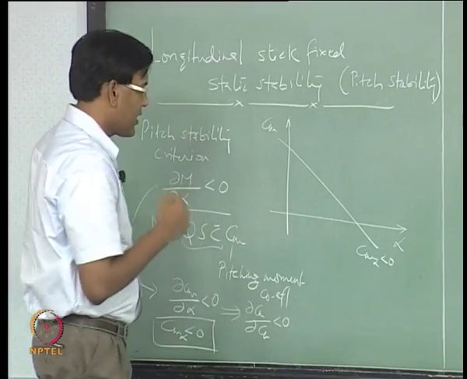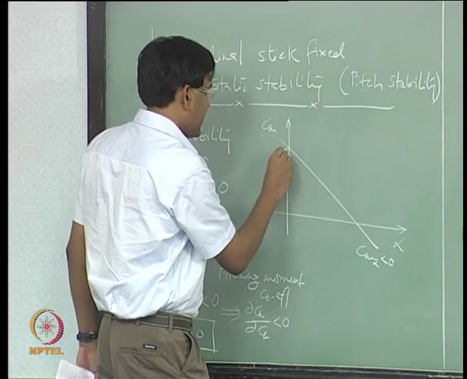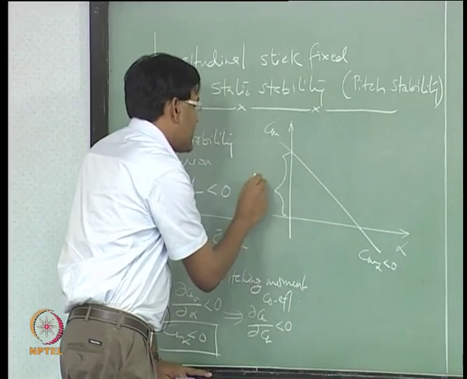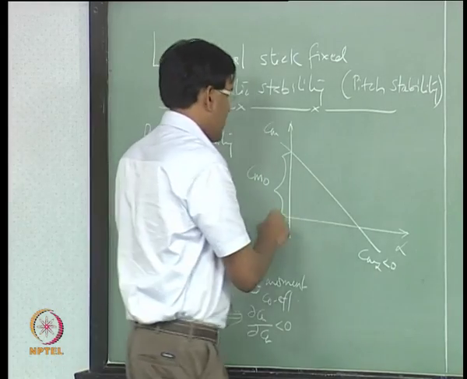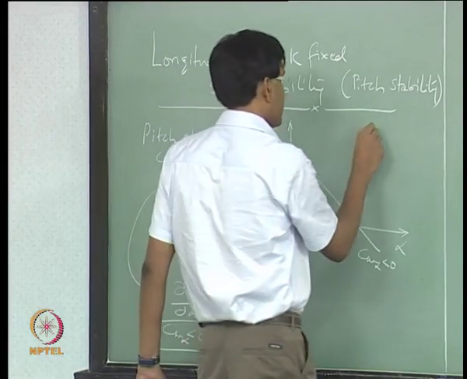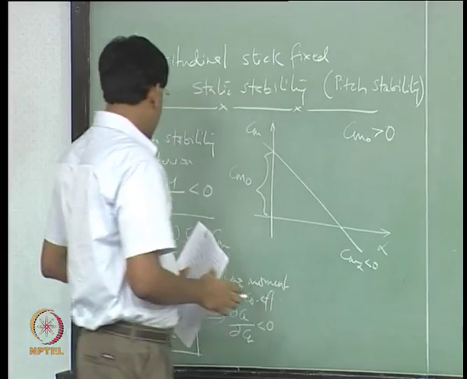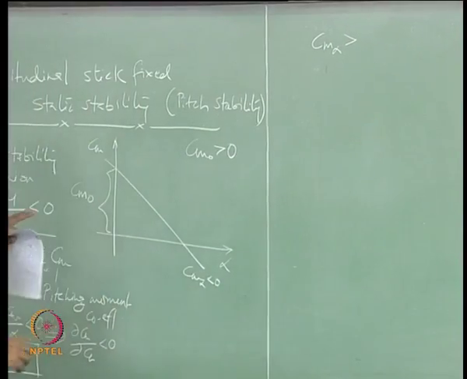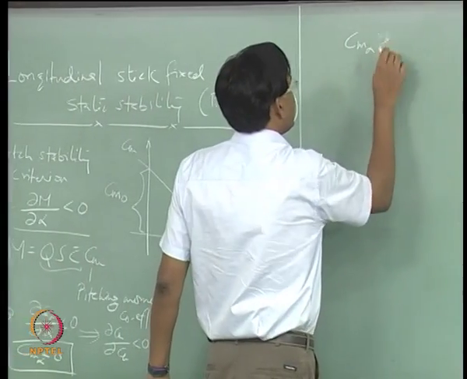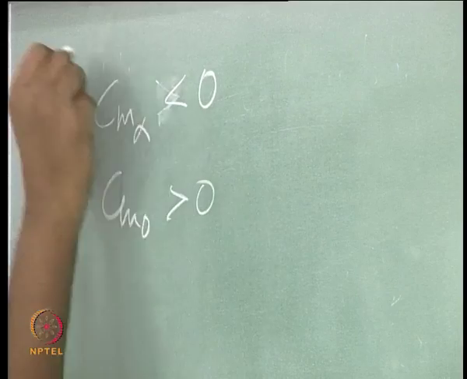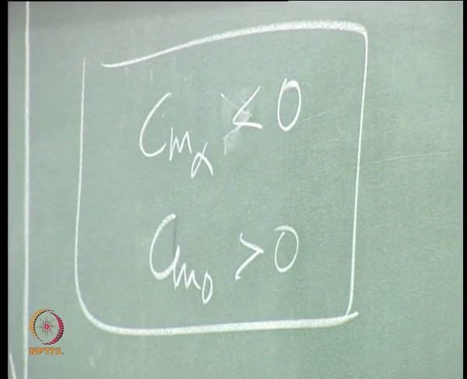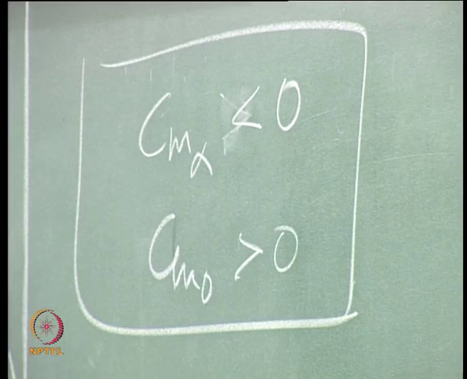What we said is, in order to fly the aircraft stable and at positive trim angle of attack, the aircraft must also have Cm naught, which is the pitching moment at alpha equal to 0, which is positive. So, these are the two features which an aircraft must possess. And what we want to do now is look at how different components of aircraft contribute to these two parameters. So, we will look at contributions from different components one by one.